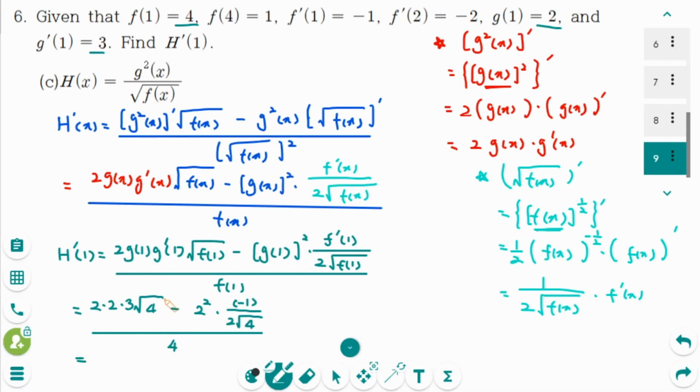Then actually this one is 2. So 2 times 2 times 3 times 2 equals 24 minus 2 times square root of 4 equals 4. So cancelled. Then make positive plus 1 over 4. The final answer is 25 over 4.